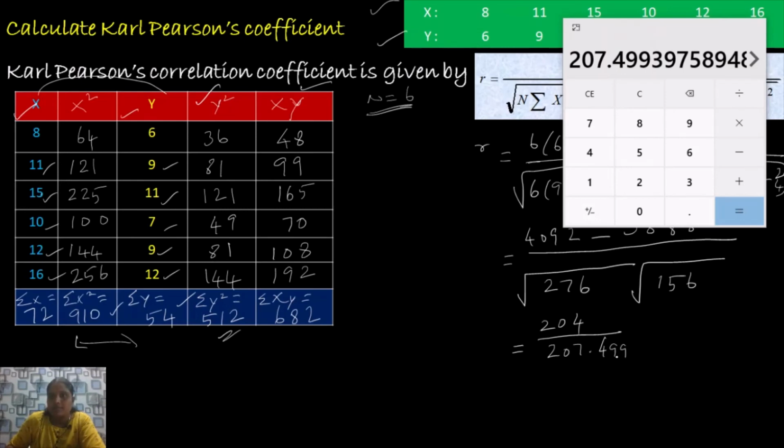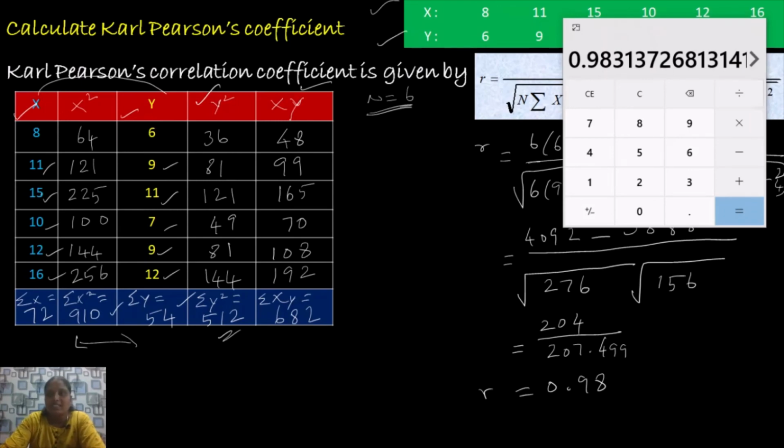207.499. So by dividing 204 by 207.499, you get the total as 0.98. So the value of r is 0.98.